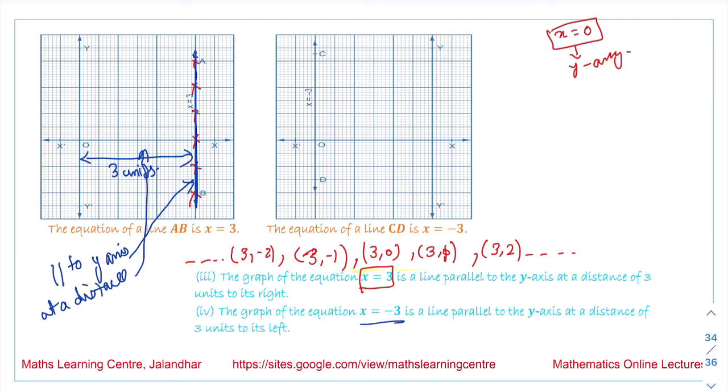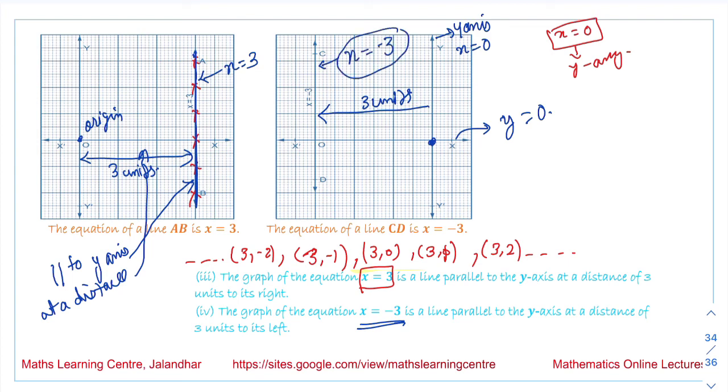Similarly, if I am talking about x is equal to -3, in this case this is the region, this is our y-axis. The y-axis has the equation x is equal to 0, the x-axis has the equation y is equal to 0, and this line has the equation x is equal to 3. Now in this direction, we are talking about 3 units we have moved.